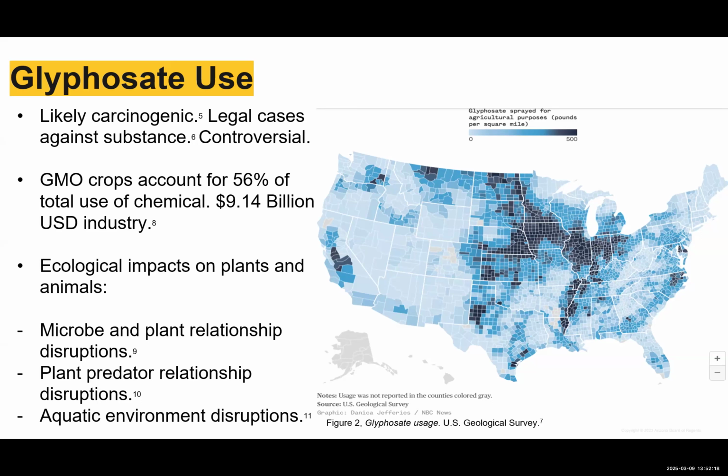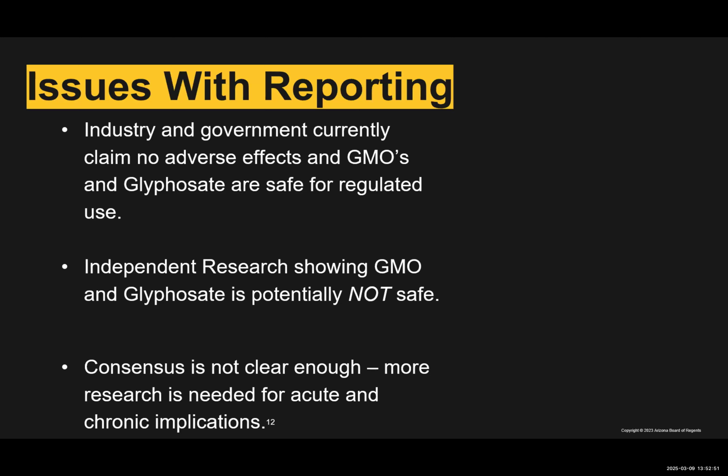We also know that this is a likely carcinogenic chemical. There are a lot of legal cases against this particular chemical, and it's really controversial. GMO crops also account for 56% of total use of the chemical, and it's a $9.14 billion industry. So there's a very, very strong business incentive to use this product. We know that there are ecological impacts on plants and animals, that there are microbe and plant relationship disruptions, plant-predator relationship disruptions, and aquatic environment disruptions as well.